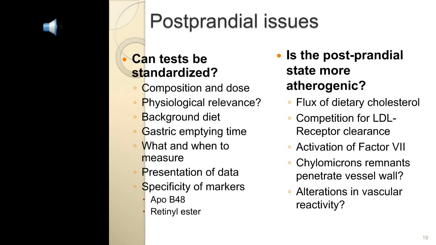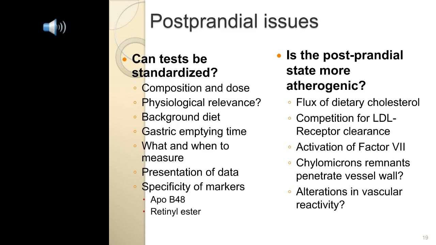And so if we try to weigh up the pros and cons of postprandial measurement, could we ever standardise measurements that actually tested us in the non-fasting state? We'd have to think about the composition of the food and the amount that was given. We'd have to think about whether that was physiological in terms of comparison to what we eat on a daily basis, whether there was a contribution from the diet in the hours or days beforehand, whether there was modification according to gastric emptying time, which might vary with different foods.